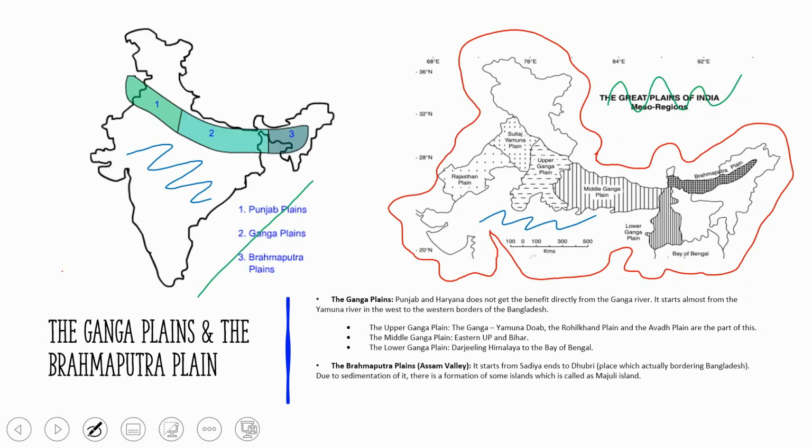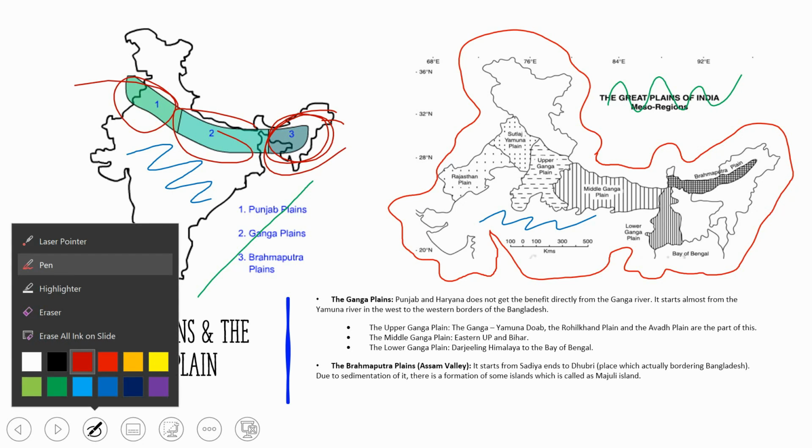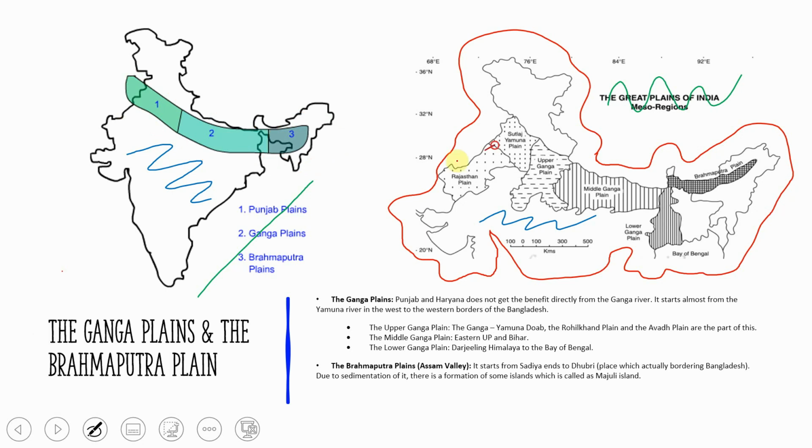Now we will see the Ganga plains and the Brahmaputra plains. So Brahmaputra plains will be here, this one third part. Then Ganga plains will be here where Yamuna also meets, and then this is your Punjab plains that I have explained. This is your Rajasthan plain, this is Satluj Yamuna plain, this is upper Ganga plain, then this is the middle Ganga plain, this is your lower Ganga plain. This is getting into Bangladesh and all, and this is your Bay of Bengal, then this is your Brahmaputra plain. This diagram you have understood, I think.